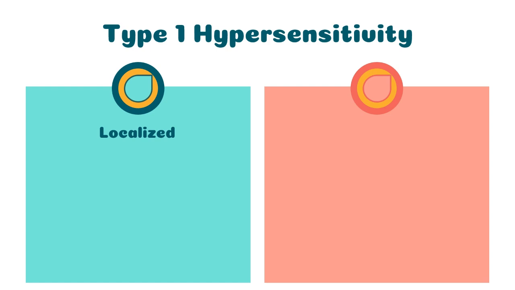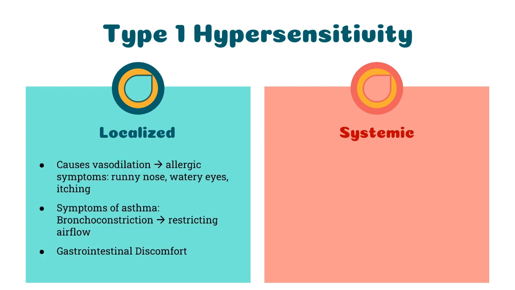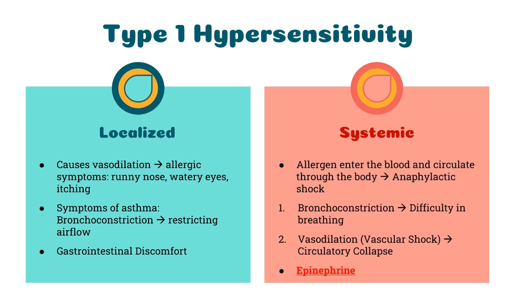So this type of hypersensitivity can be localized or it can be systemic. The localized one, which we know as the allergy, causes vasodilation, runny nose, watery eyes, and itching. Sometimes, if it enters through the respiratory tract, it might cause what is known as asthma, where the bronchioles get constricted and the airflow gets restricted. And if it enters through the GI tract, it might lead to GI discomfort.